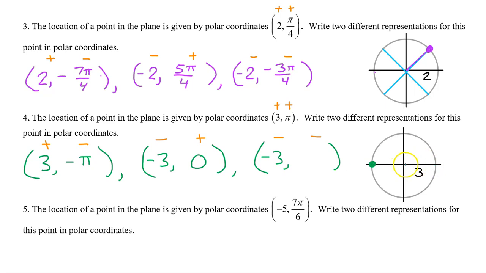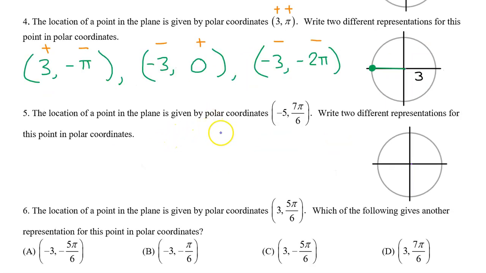So let's call this position negative 2 pi. Negative 2 pi means we rotate a full circle in the clockwise direction, landing right here. However, because of the negative r value, we move in the opposite direction and hit the target. So another name for this point is negative 3 comma negative 2 pi.